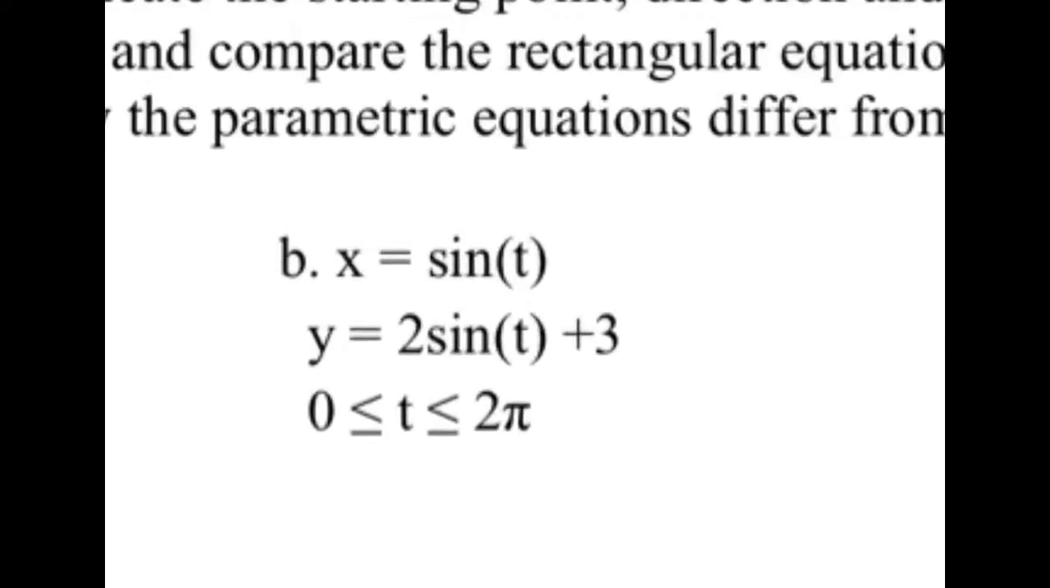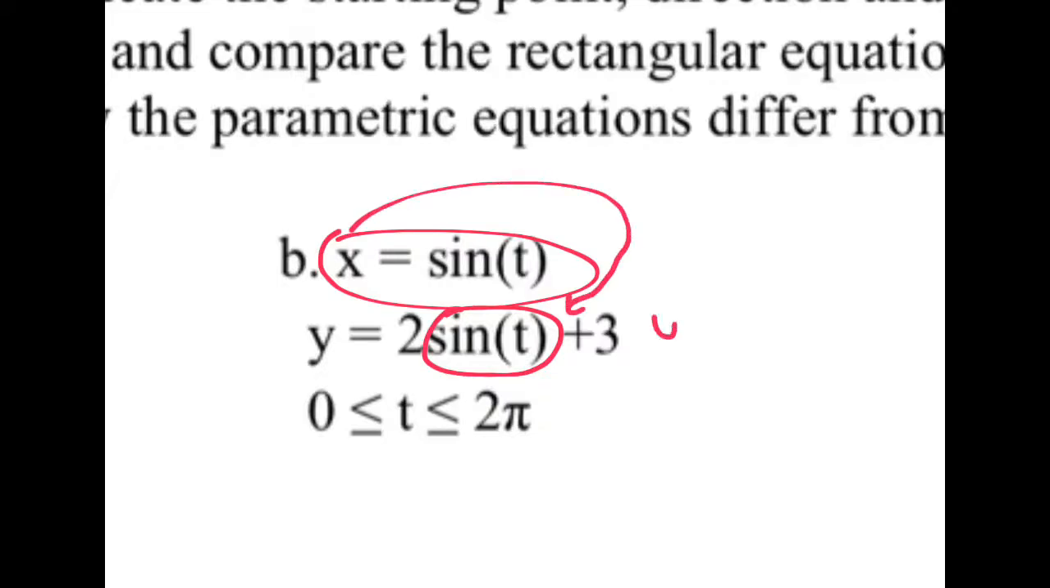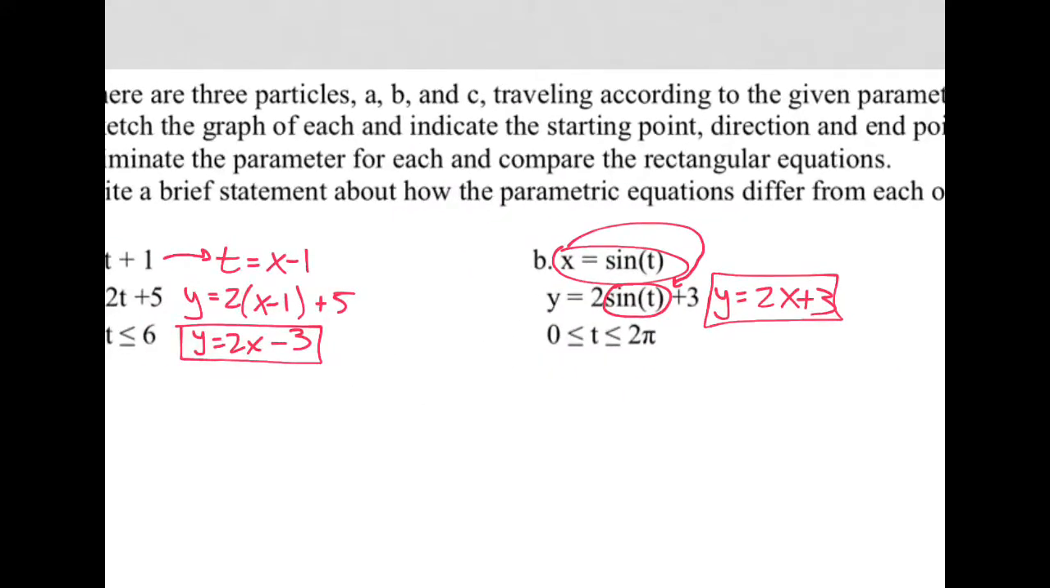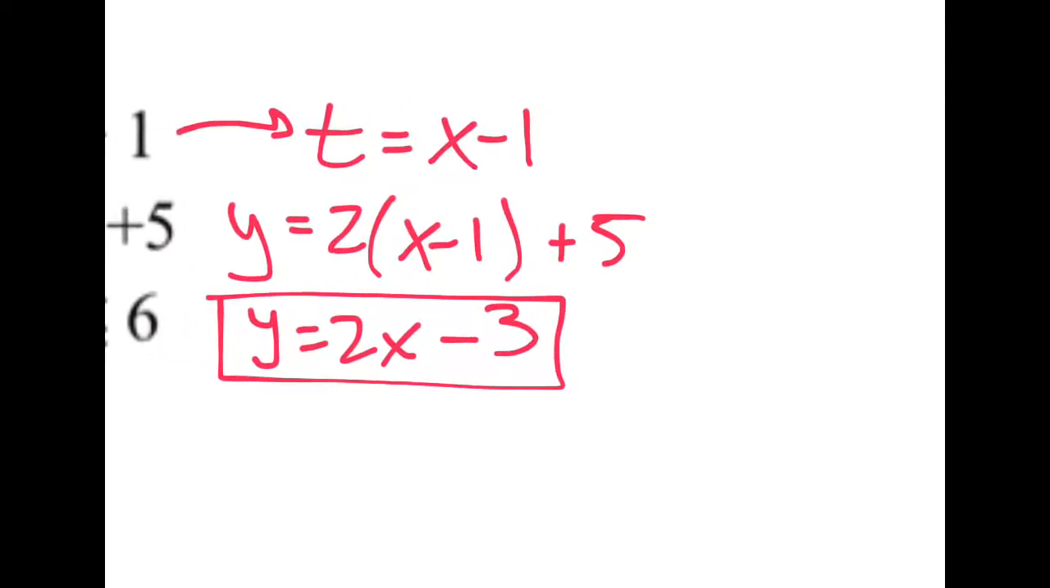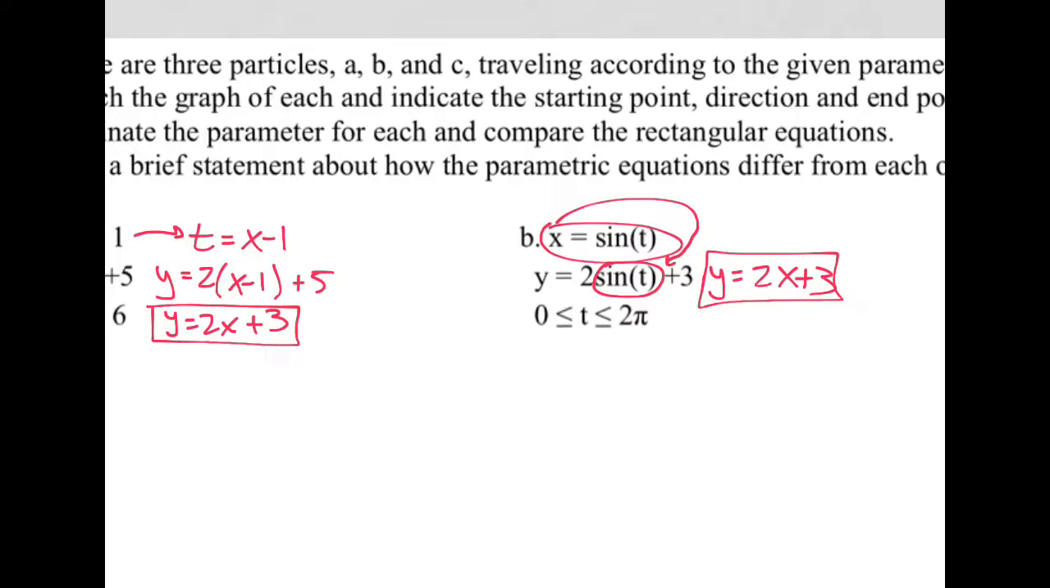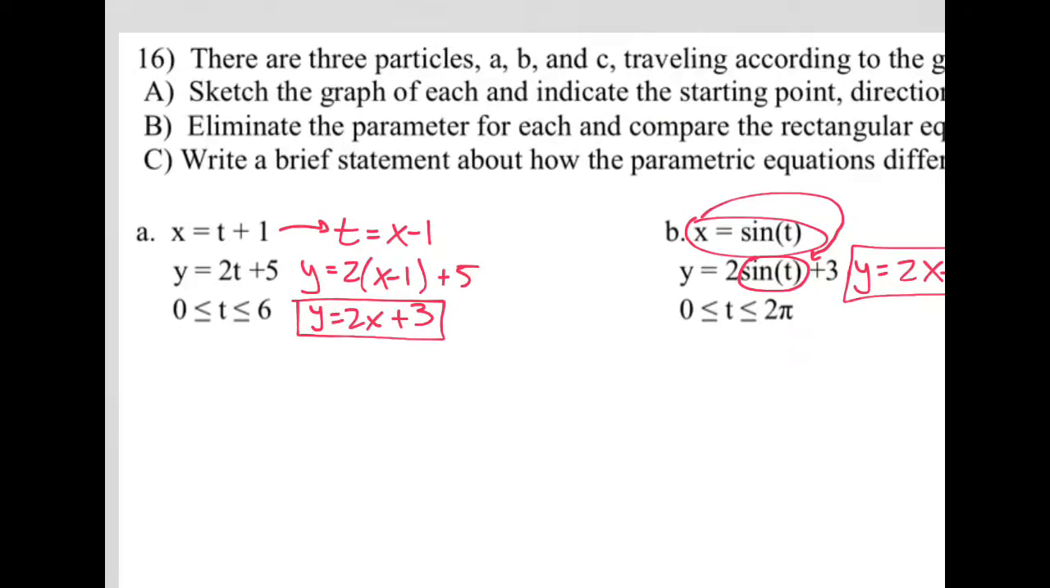Next equation, notice here we have x equals sine of t, and here we have sine of t. And so we can just directly substitute in x for the sine of t, and we'll see that this equation becomes y equals 2, instead of sine of t, we're going to write x plus 3, which you'll notice is the same equation we got for a, assuming that I knew how to do math and knew that 2 times negative 1 is negative 2, plus a positive 5 is a positive 3. My bad, y'all. So now you should see, hey, look, those are the same equations, although they look different when written in parametric form. They represent the same actual rectangular equation.